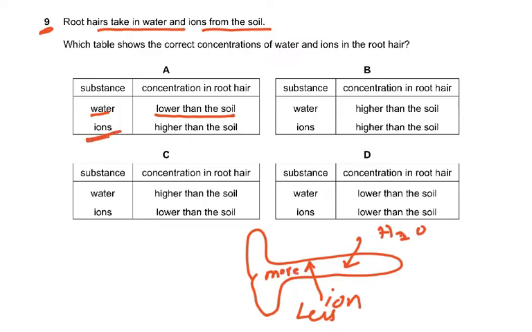It says which table shows the correct concentration of water and ions in the root hair. So in the root hair, the water concentration is lower than the soil, so water moves in by osmosis, and the ions have to be higher than the soil. So that is why it goes by active transport and requires energy and requires mitochondria and requires respiration and requires oxygen. So that is why you have air spaces in the soil, which provide the air, and the oxygen diffuses into the root hair cell, and that results in aerobic respiration, energy being released for active transport. So that is why the answer is A.